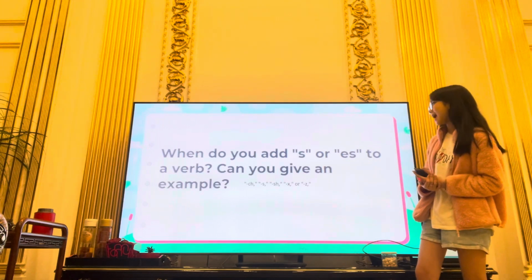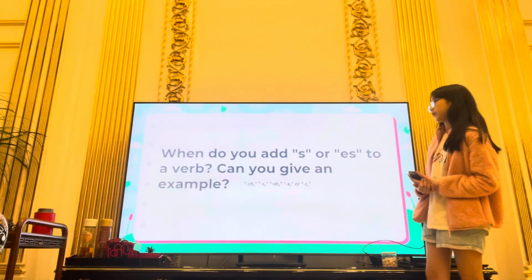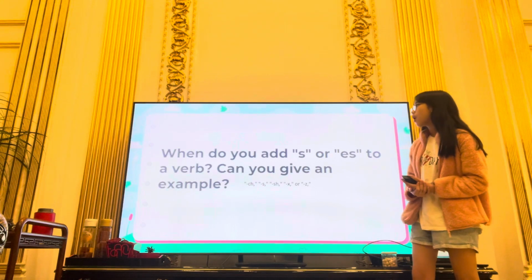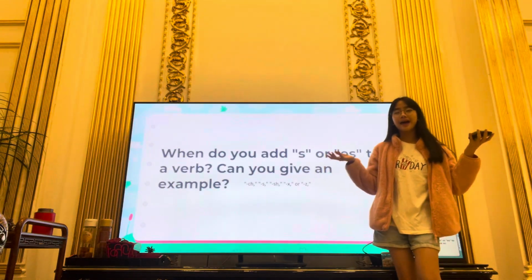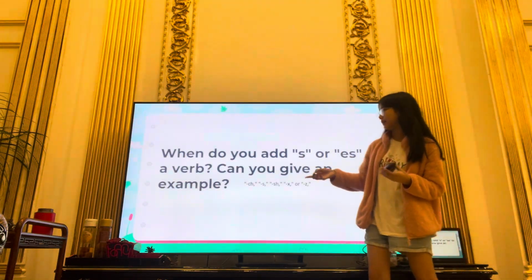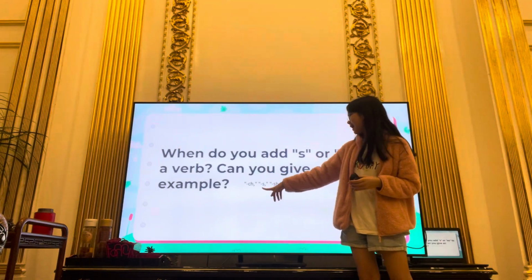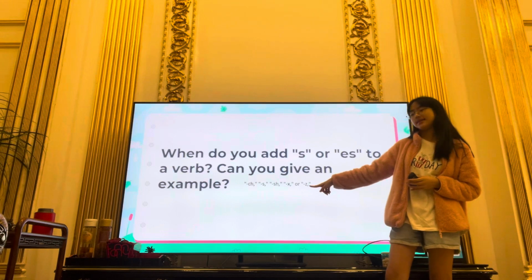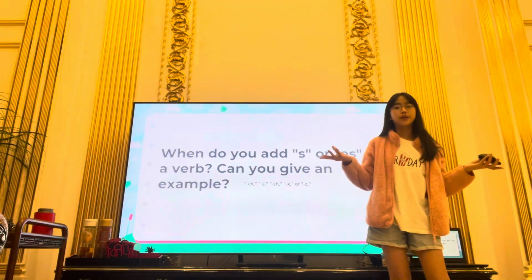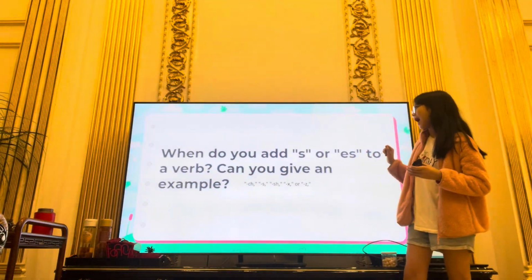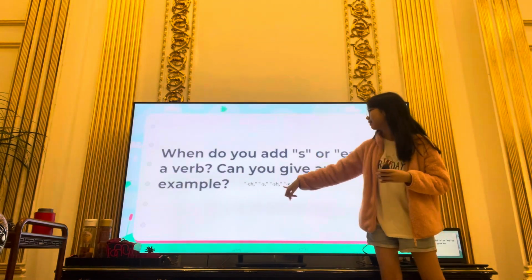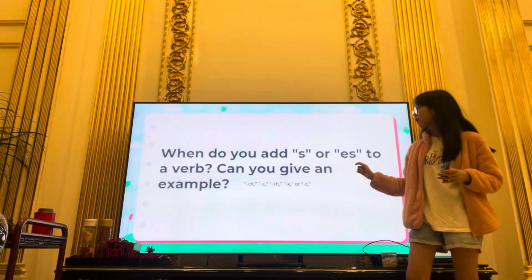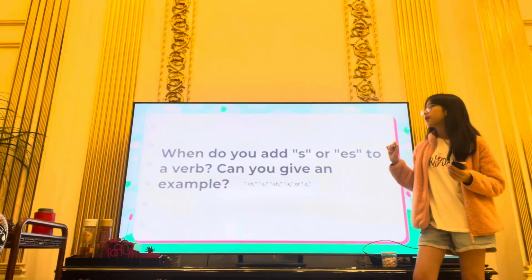When do you add s or es to a verb? Can you give an example? Well, I will just add es to a verb that ends with ch, s, sh, x, or z. And for the other verbs that don't have these endings, I will add s to it.